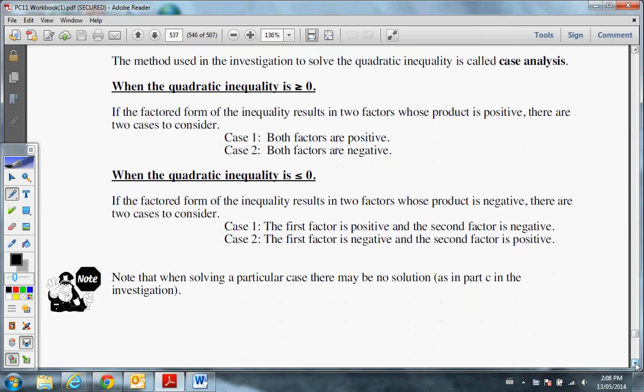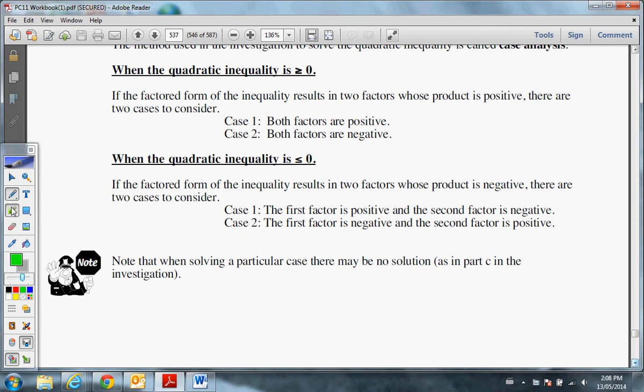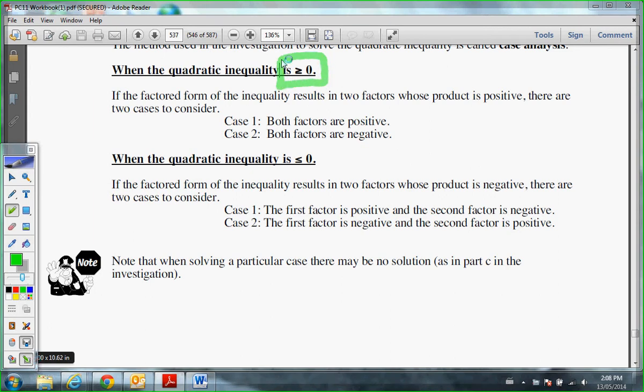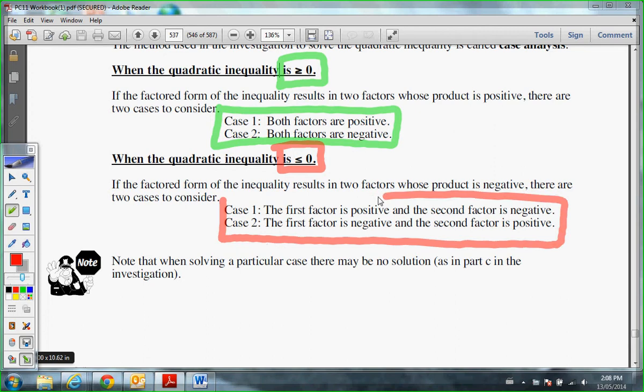Okay, this is pretty important right here. I'm going to go ahead and highlight this area. We definitely want to understand this. When your inequality is greater than or equal to 0, these are your 2 cases. Both factors are positive or both factors are negative. When your inequality is negative, these are your 2 cases. This one simply says positive times a positive, negative times a negative, and this one says positive times a negative or negative times a positive, like we already wrote out.